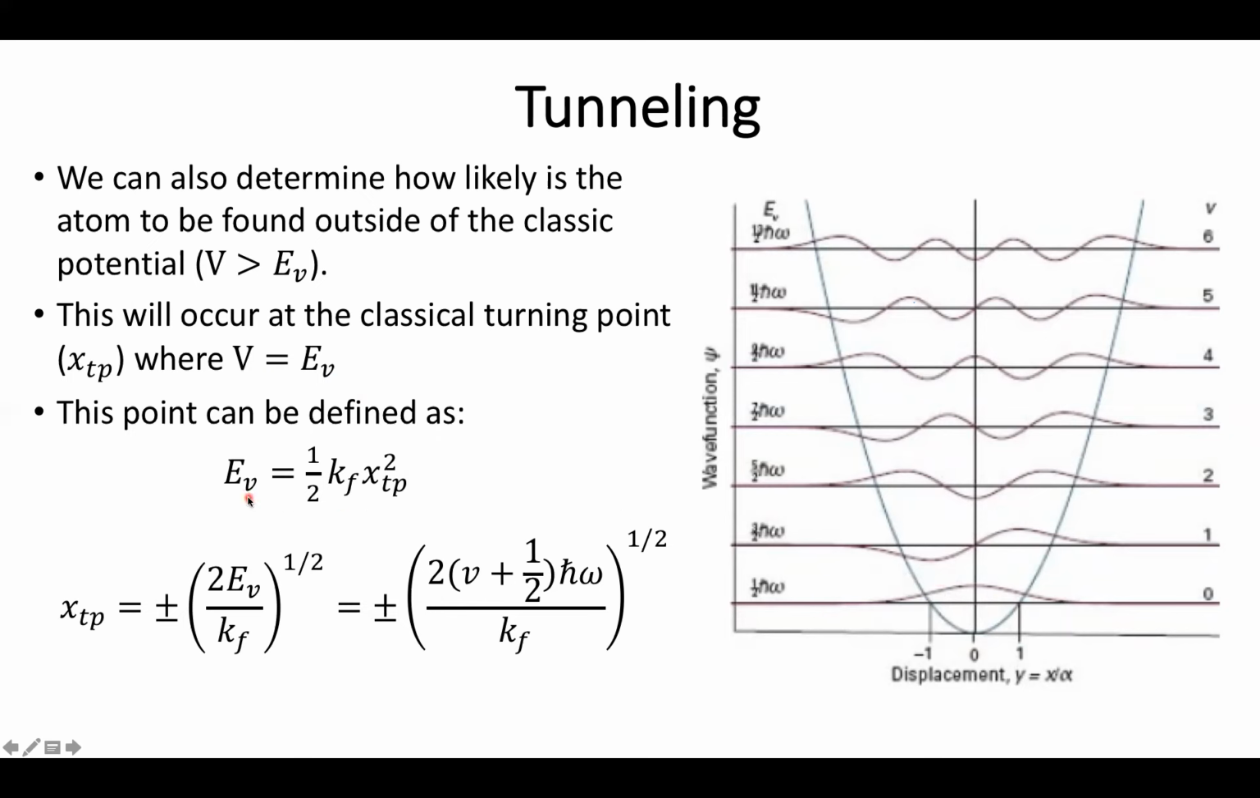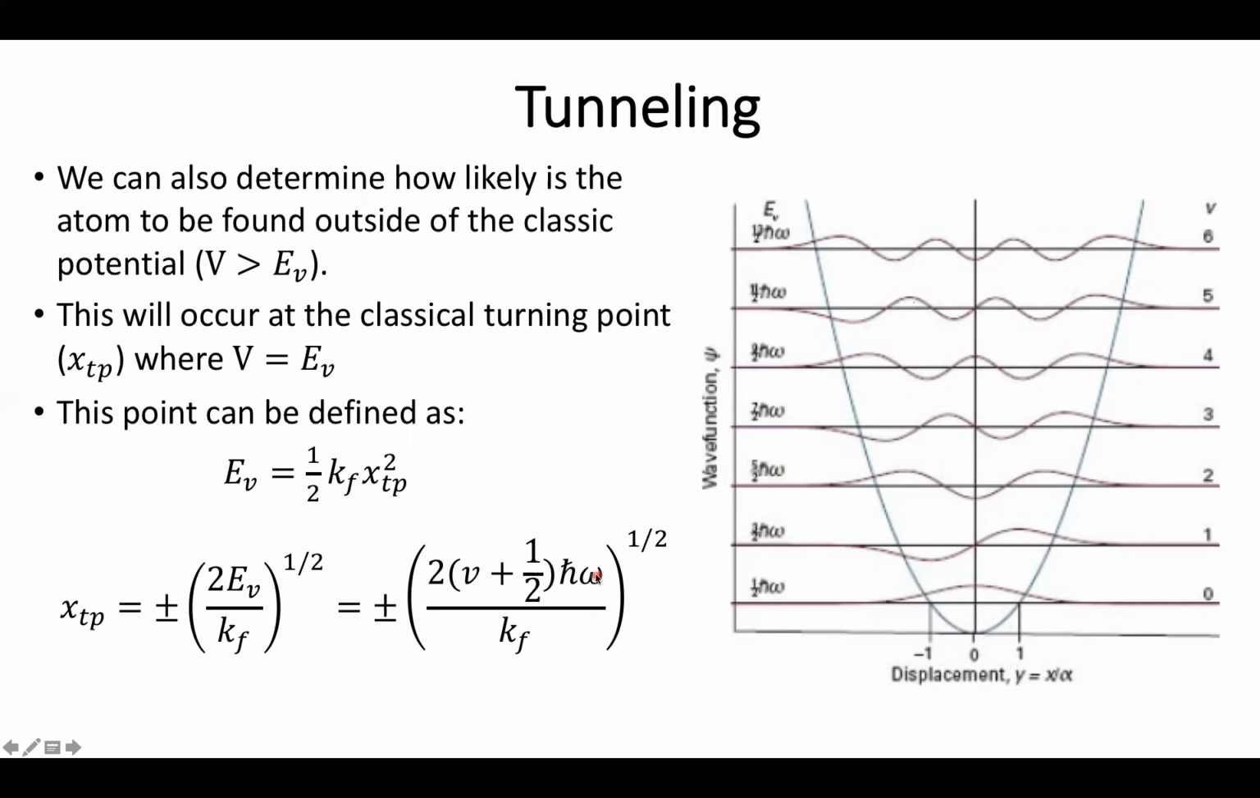And we can figure out what that position is by knowing my total energy, which I have an eigenvalue for, set equal to 1/2 kf times the classical turning point squared. So we can then rearrange the equation, identify our classical turning point as plus or minus, because I'm going to have two classical turning points, the square root of twice our total energy over kf. And then we have the joy of plugging in our actual expression for our total energy based on our quantum number and the vibrational frequency.